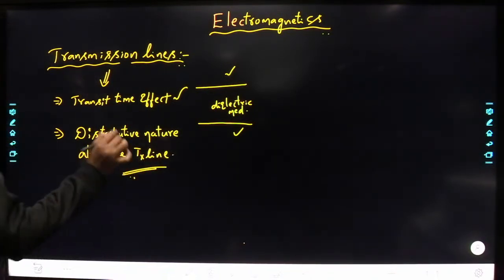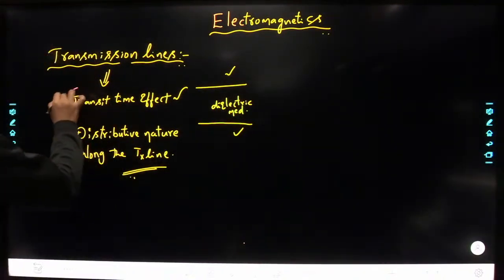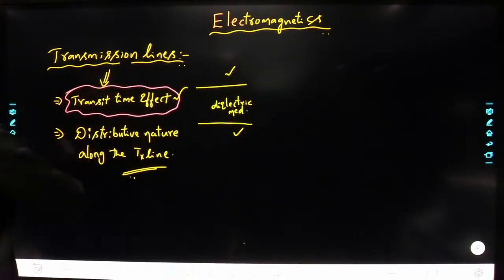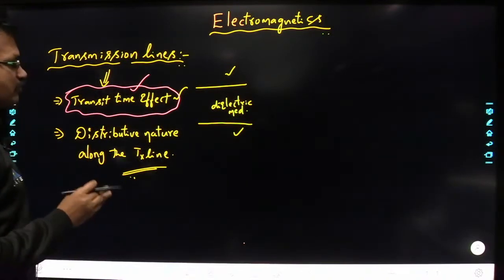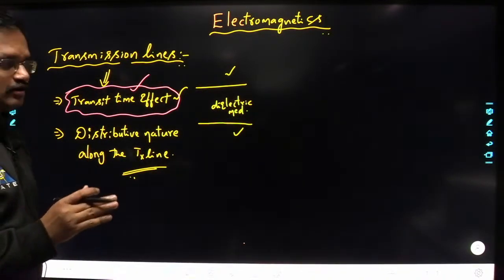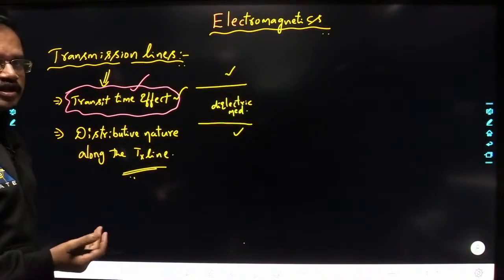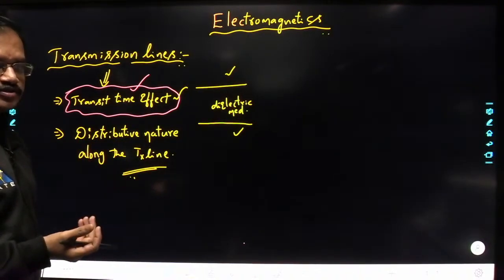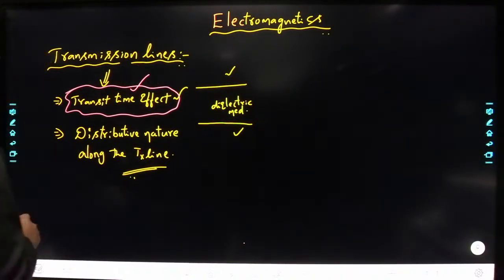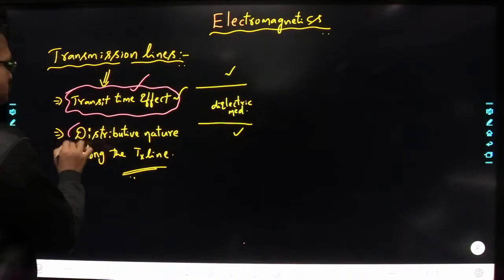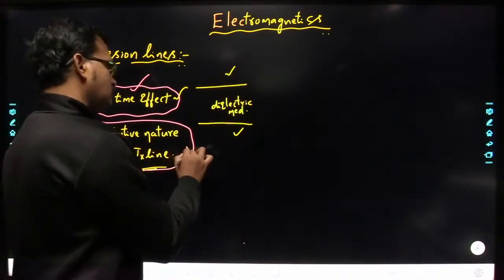Okay. In the previous session we have covered the transit time topic: what do we mean by transit time and what are its effects? Understood. Why we neglect transit time effects when dealing with circuit theory or network theory, and why we include them when dealing with transmission lines. All these things I have explained in the previous session itself, right? So the next topic is distributive nature along the transmission line.